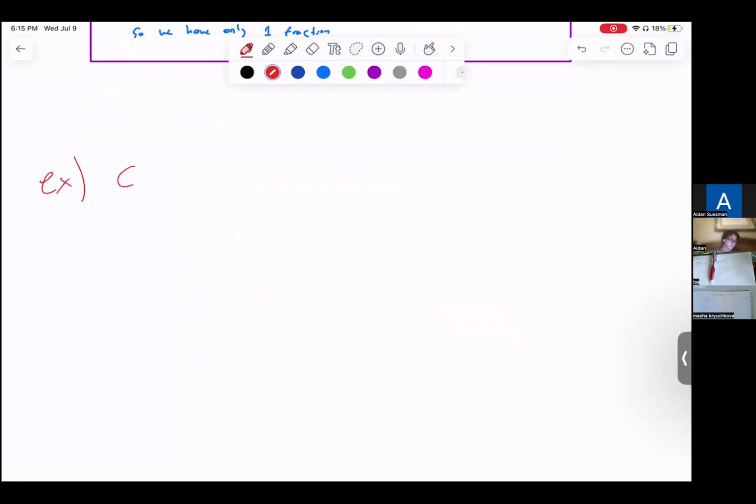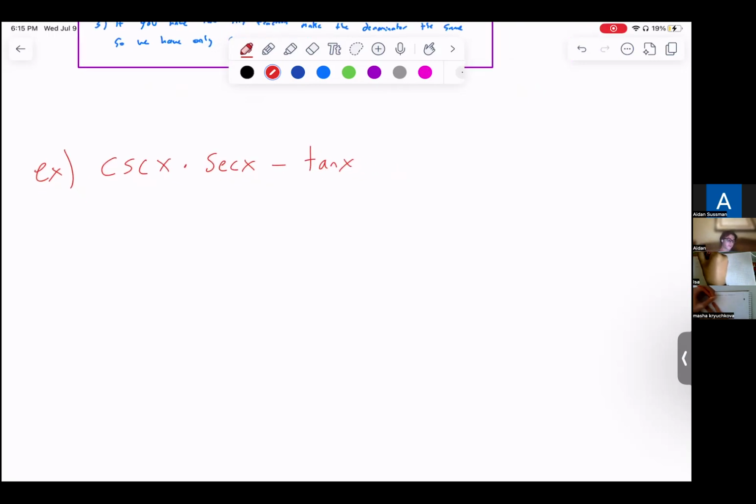So our first example, we have cosecant of x times secant of x minus tangent of x. And all right, let me ask Isa, can you tell me what is the first thing we can do? What is our first thing we're going to do here?